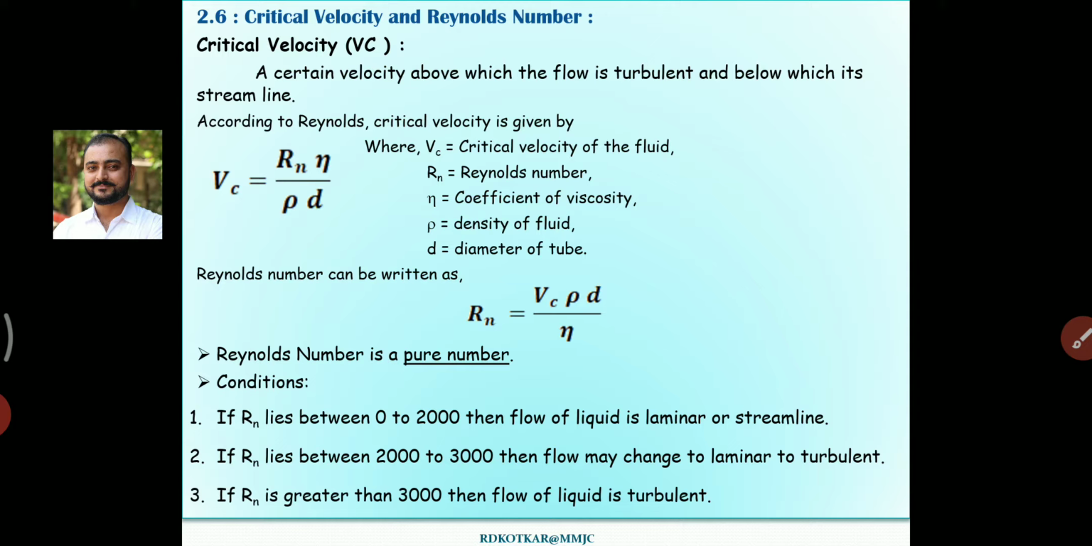Then the next point we have to start is viscosity. So what is viscosity? Some concepts we have to understand. First one, viscous force or drag. It is the tangential force which opposes the relative motion of adjacent layers of fluid.